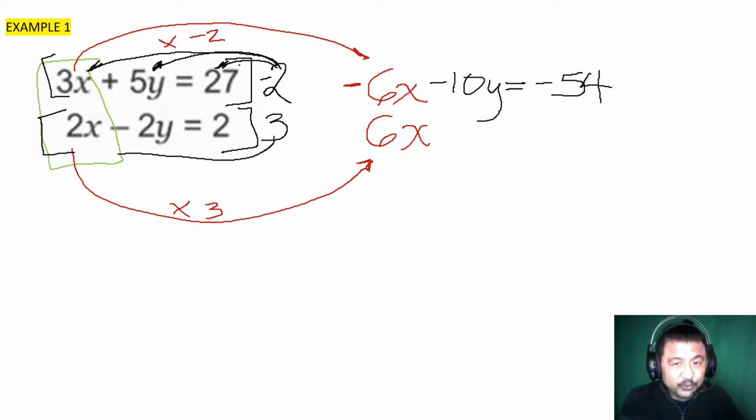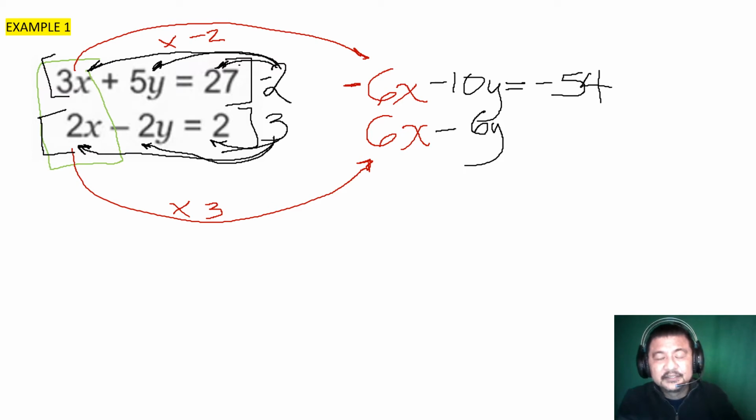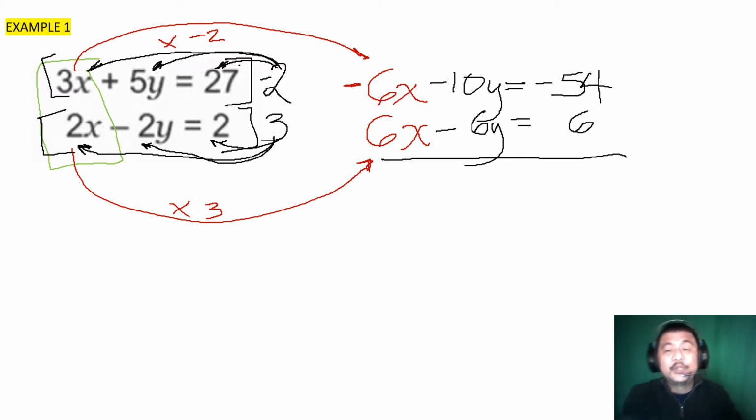U3, we did that already. That's why we got the 6x. 3 times negative 2 is a negative 6y. 3 times 2 is a 6, positive 6. Guess what? What did we do? We transformed the first equation to another equation, but they're still equal because we multiplied it by a specific number.